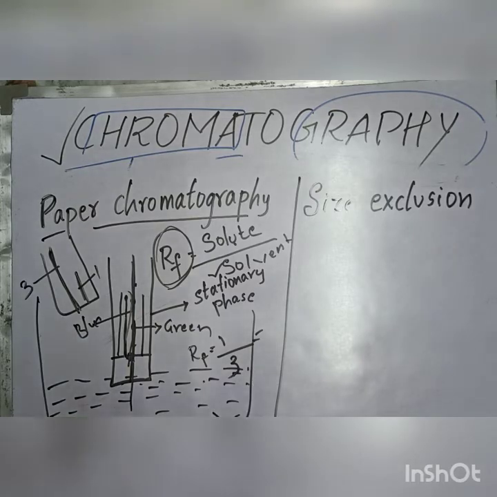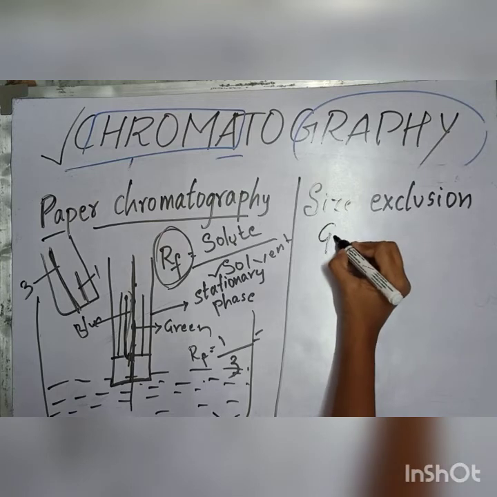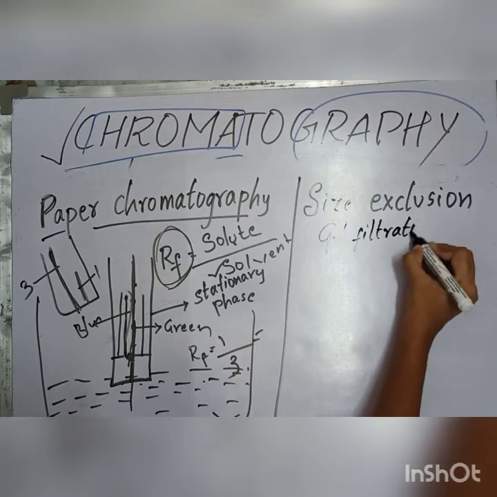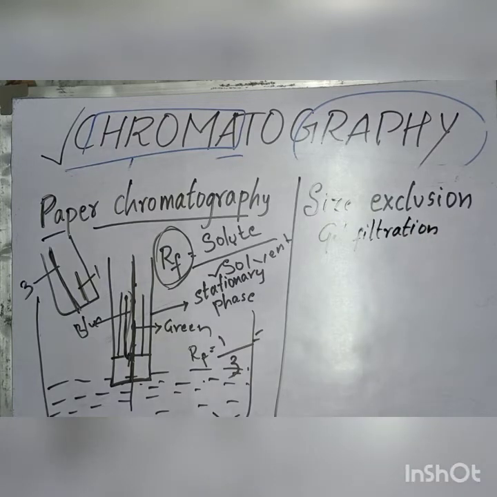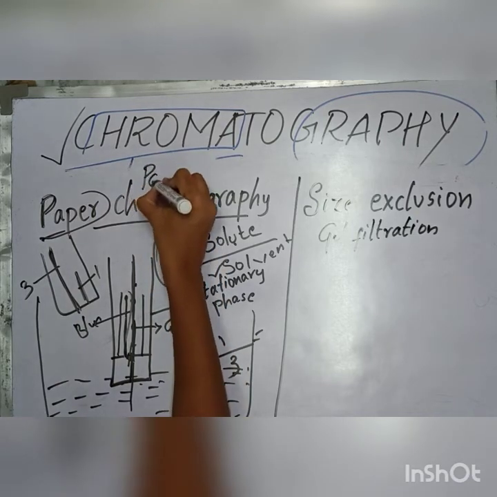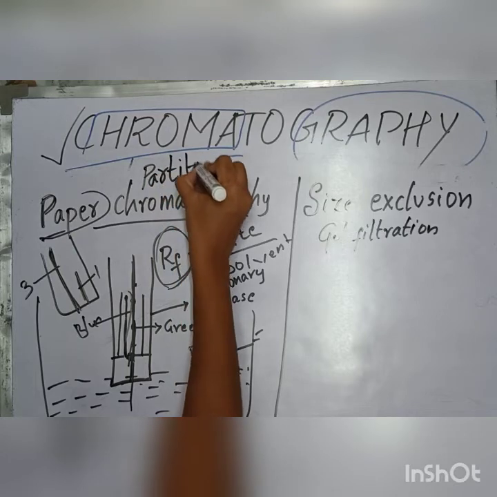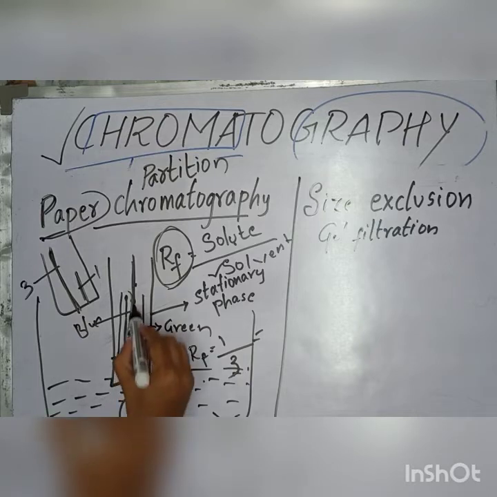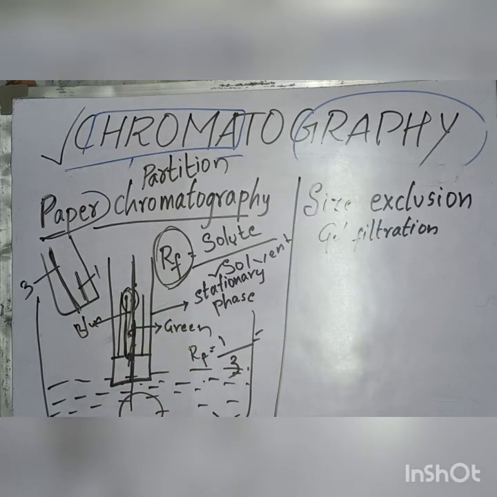And the next one is size exclusion chromatography, which can also be called gel filtration. I forgot to tell one thing, paper chromatography is also an example of partition chromatography. What is it called? Partition. So partition is nothing but separation, right? Why it is called partition means, here the solute is partitioned between the solvent and the water molecules present in the paper. So that is why it is called partition chromatography.